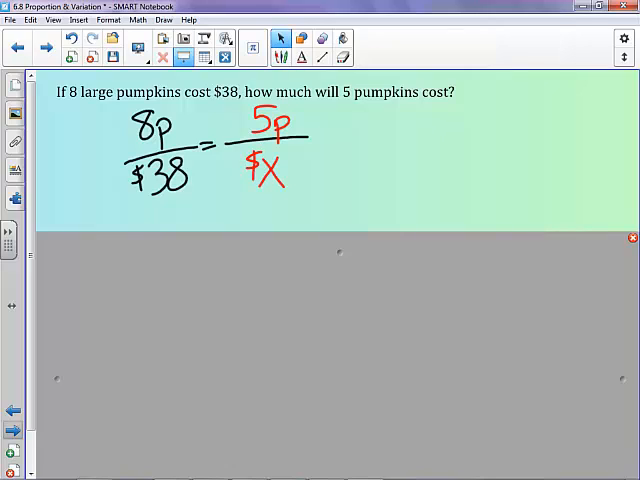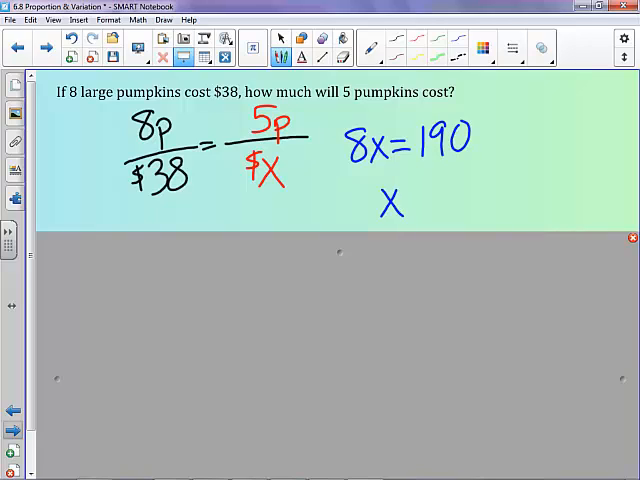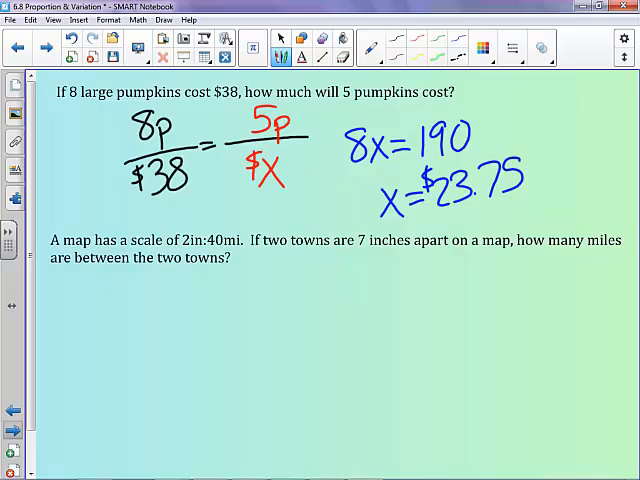Well, now we just have to cross multiply, and I'm going to work on the right side. So we'll have 8x equals 5 times 38, which is 190. When we divide both sides by 8, we get $23.75. So at this going rate for the pumpkins, 5 pumpkins will cost us $23.75.